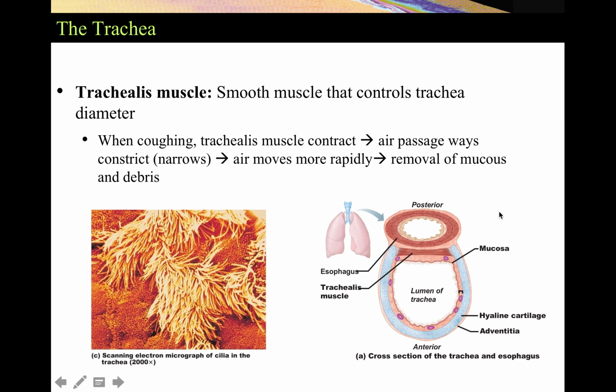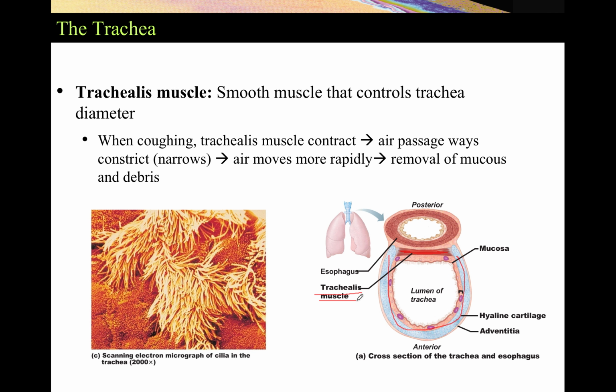Now, the picture you see here is a superior view of the neckline. So what you have, which is the open tube right here, that's the trachea. And the tube you see in the back, that's the esophagus. Notice the blue lines that you see right here is the C-shaped hyaline cartilage. And what you see in the back, what I drew on a previous slide, is the trachealis muscle.